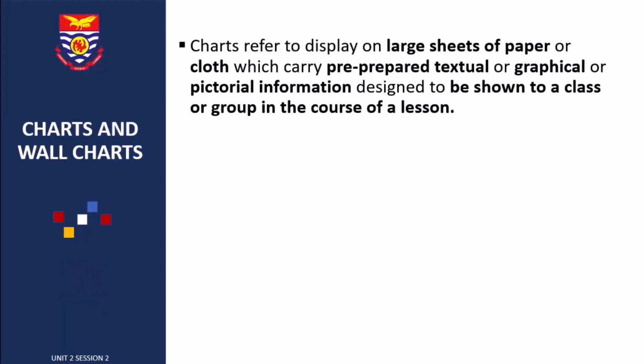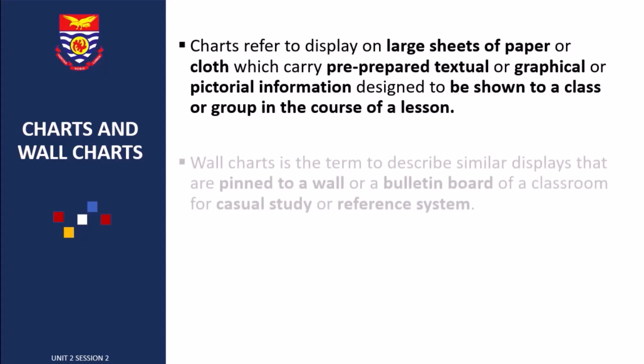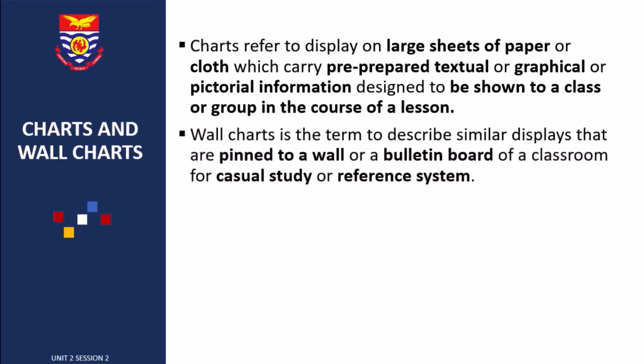What are charts? When we say a chart, it refers to a display on large sheets of paper or cloth, which carry already prepared text or graphics or pictures designed to be shown to a class or group in the course of a lesson. If such a material is pinned to a wall or a bulletin board, it is referred to as a wall chart. Wall charts are normally used for casual study or reference systems. That is, students can study information on the chart on their own and at their own pace.